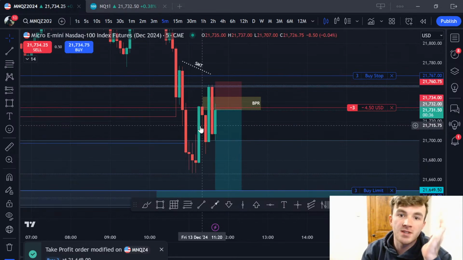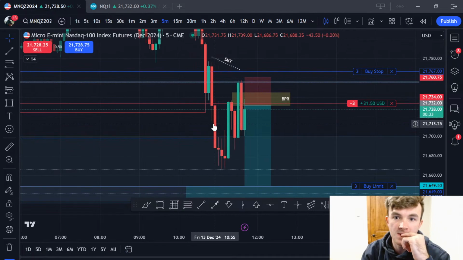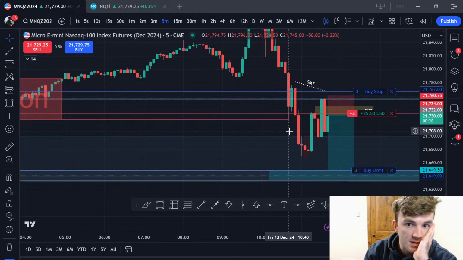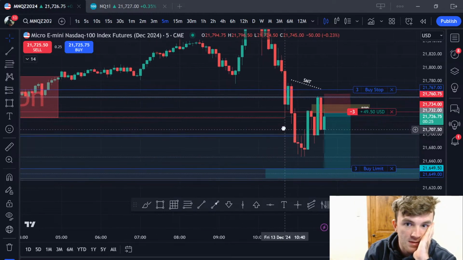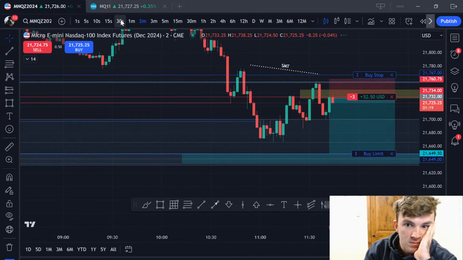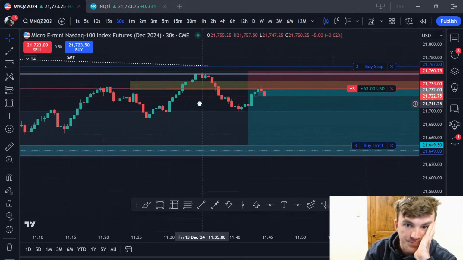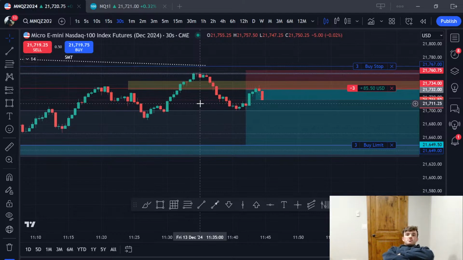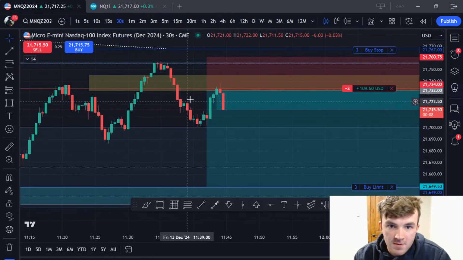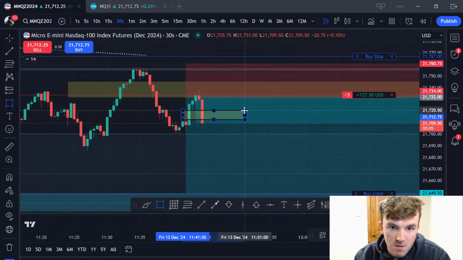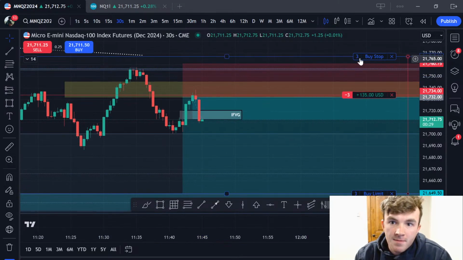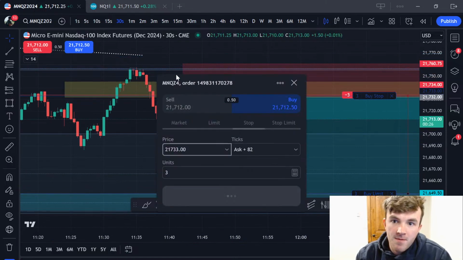Because we did sweep London and Asia's lows, and we did inverse this. This might not be the best trade, but whatever. I maybe shouldn't have taken it if it's not the best. Maybe we should have just taken this on demo. I don't know. If we inverse this though, I will move stop to break even. For sure. Alright. Now it's risk free.